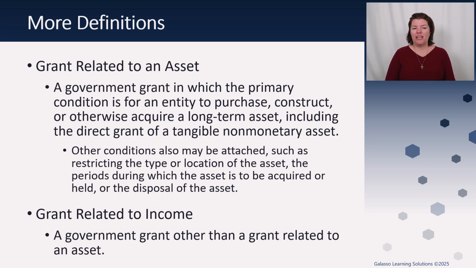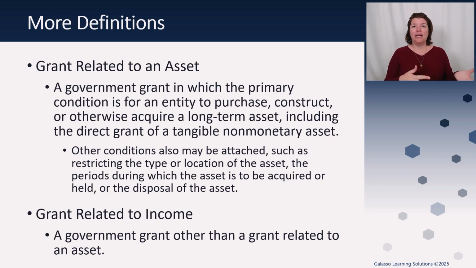And so we have our grant related to an asset and grant related to income, because as we said earlier, it could be a monetary or a tangible non-monetary. So when we talk about a grant related to an asset, that is a government grant in which the primary condition is for an entity to purchase, construct, or otherwise acquire a long-term asset, including the direct grant of a tangible non-monetary asset. So basically, if they give you a building, that would be a direct grant. Or if they give you money to buy a building, that also would be a grant related to an asset.